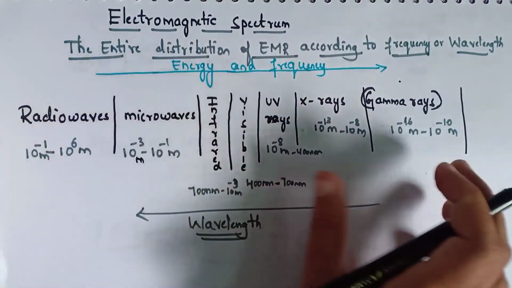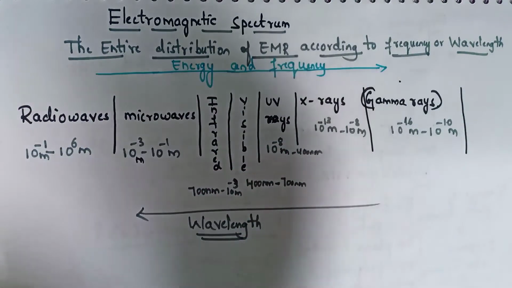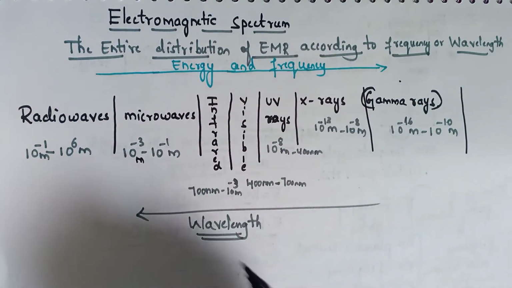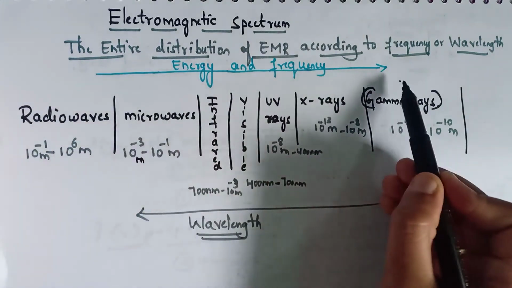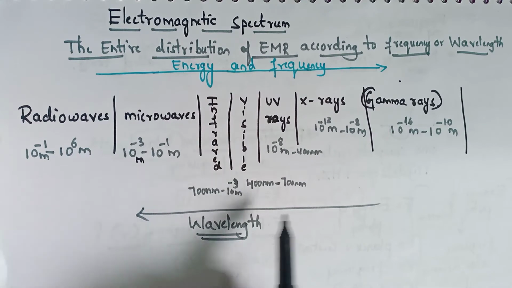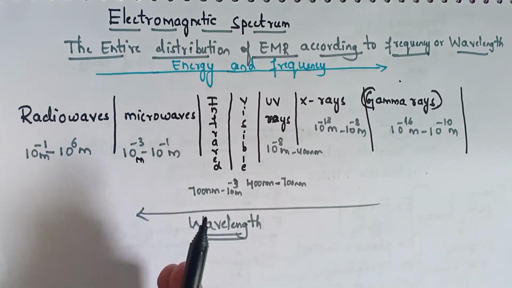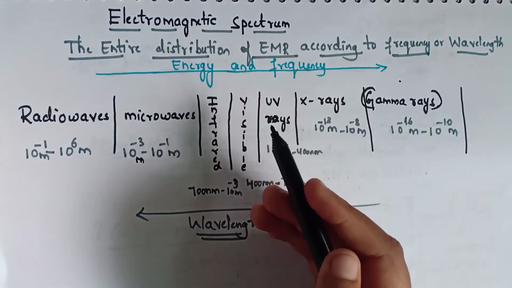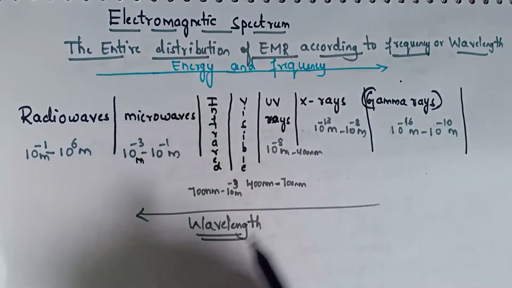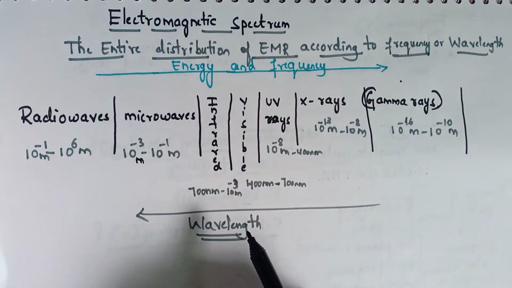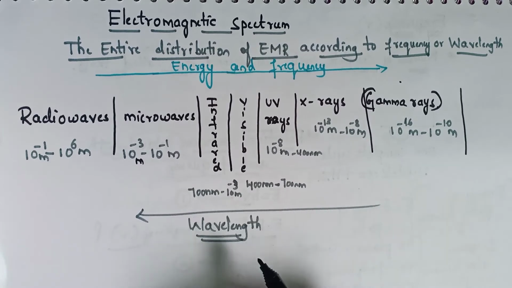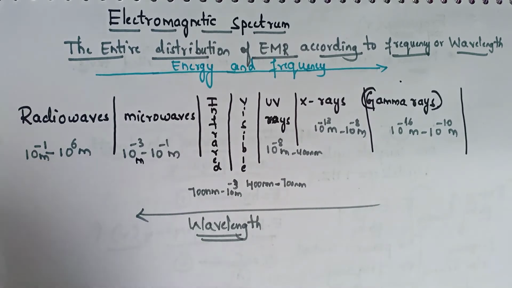I have represented this according to their increasing order of energy and frequency. If energy and frequency increase, what decreases? Wavelength decreases. So in this order, energy and frequency are increasing, and wavelength is increasing in the reverse order. Why? Because energy and frequency are both inversely proportional to wavelength. If this increases, this will decrease. This is about the electromagnetic spectrum.